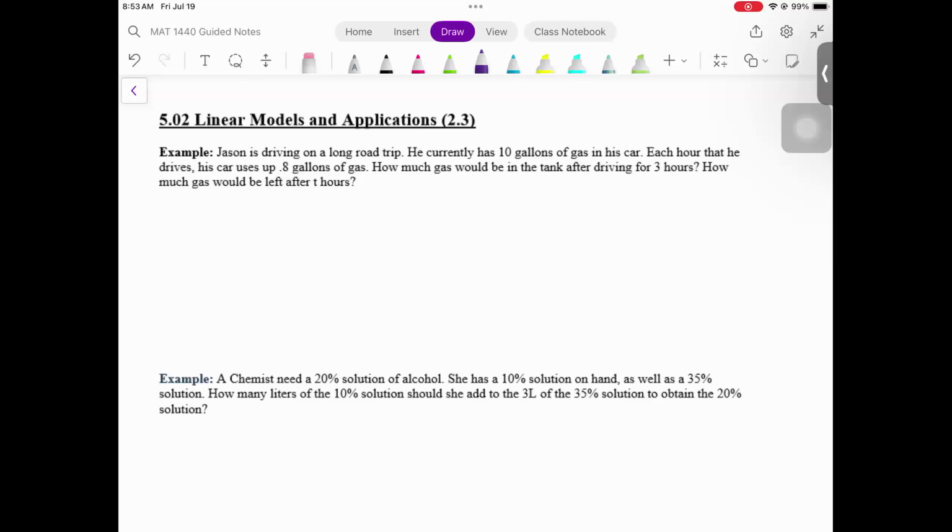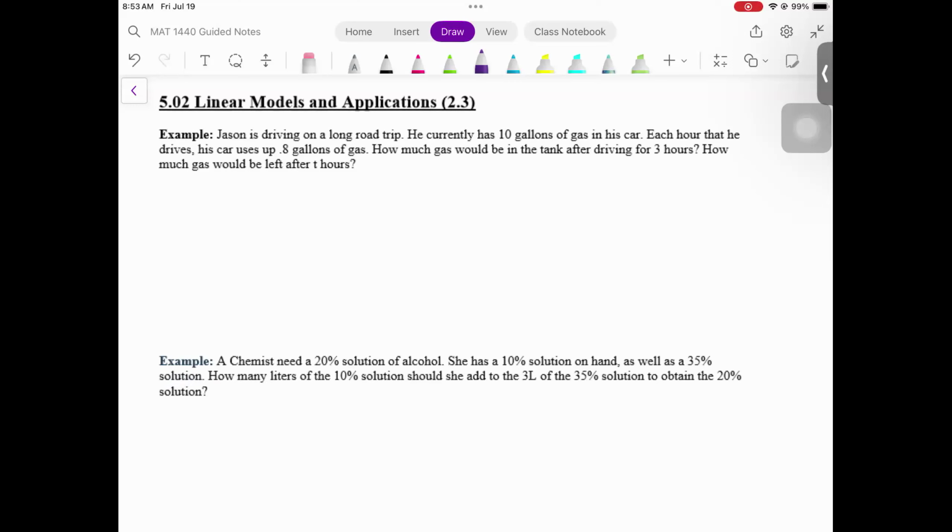In this video, we're going to look at linear models and applications. This is a very fancy heading for word problems that we're all so fond of. So we're going to go through a lot of practice setting up equations to solve particular applications.